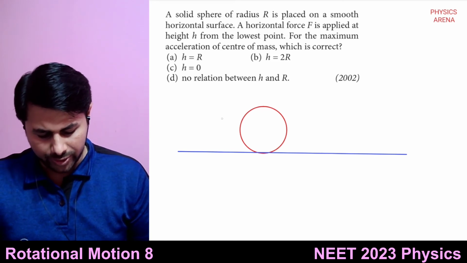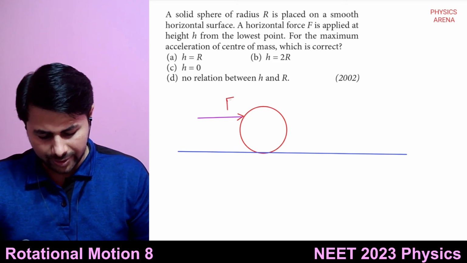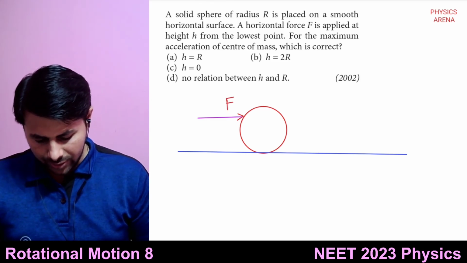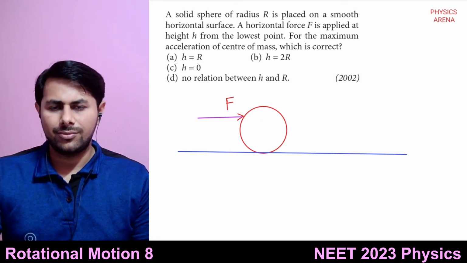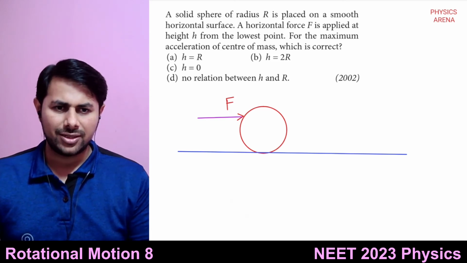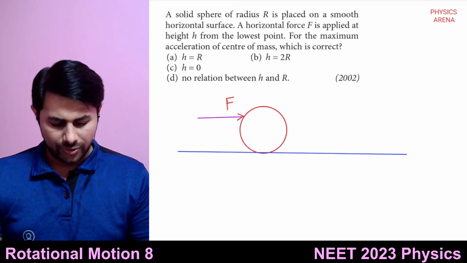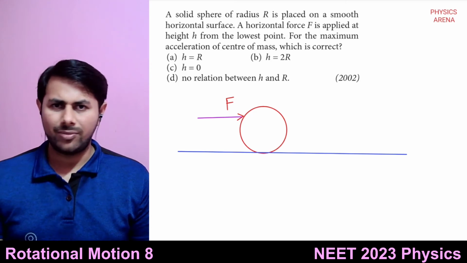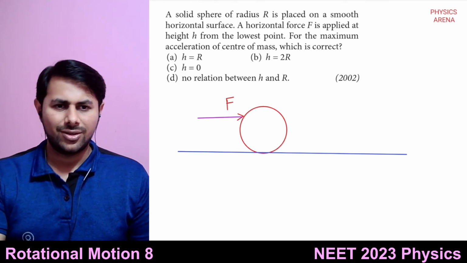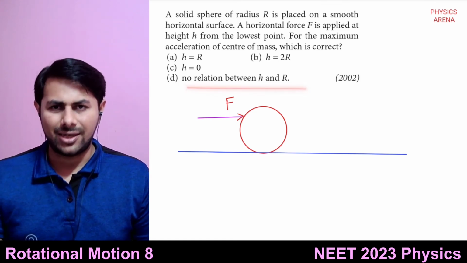Now you exert some force on it at any point. F is the force, right? So now, what kind of motion will it perform? It is saying option D, right? It will perform sliding motion only. Okay, very good. Everybody is saying option D, there is no relation between h and r.